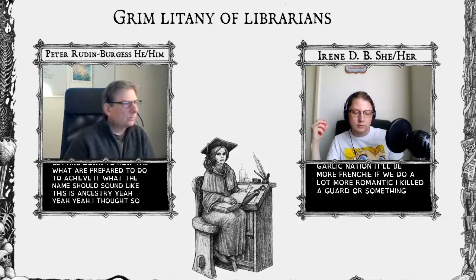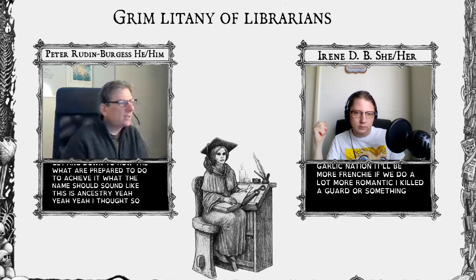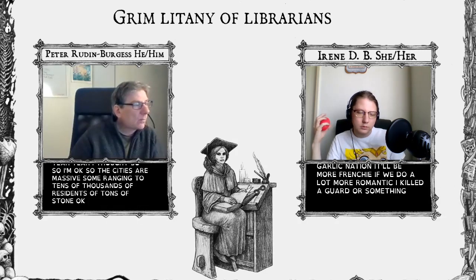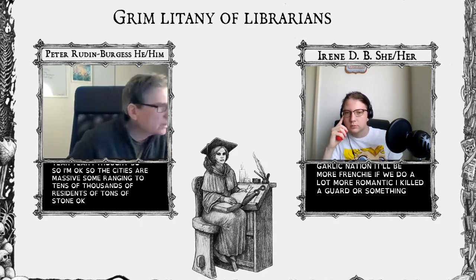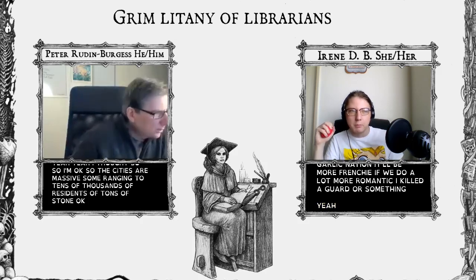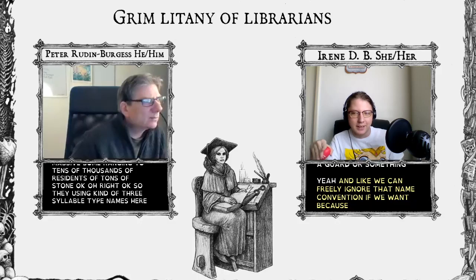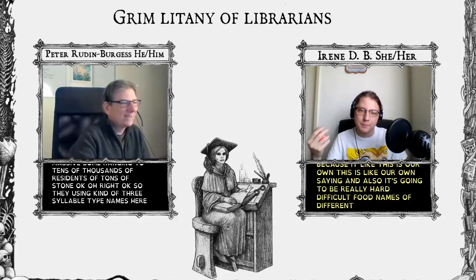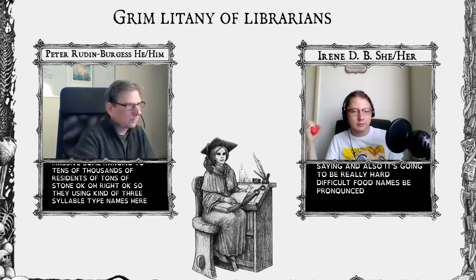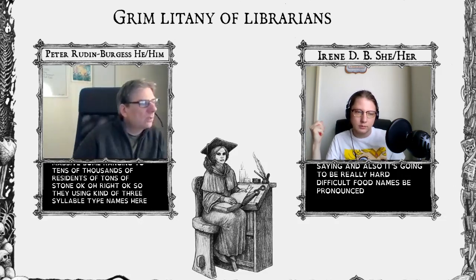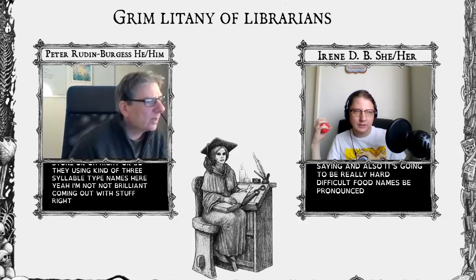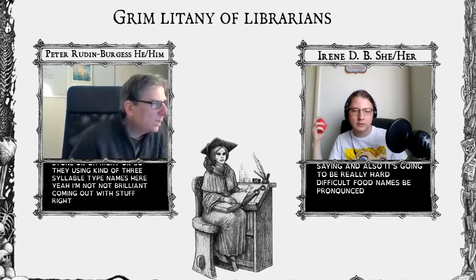Right. So their cities are massive, some ranging into tens of thousands of residents, millions of tons of stone, pyramid. Oh, okay. So they're using kind of like three syllable type names here. And we can freely ignore that naming convention if we want, because this is our own thing, and we don't want to make it difficult for names to be pronounced. Yeah, I'm not brilliant at coming up with stuff on the fly like this. They're not a race I'm particularly familiar with.